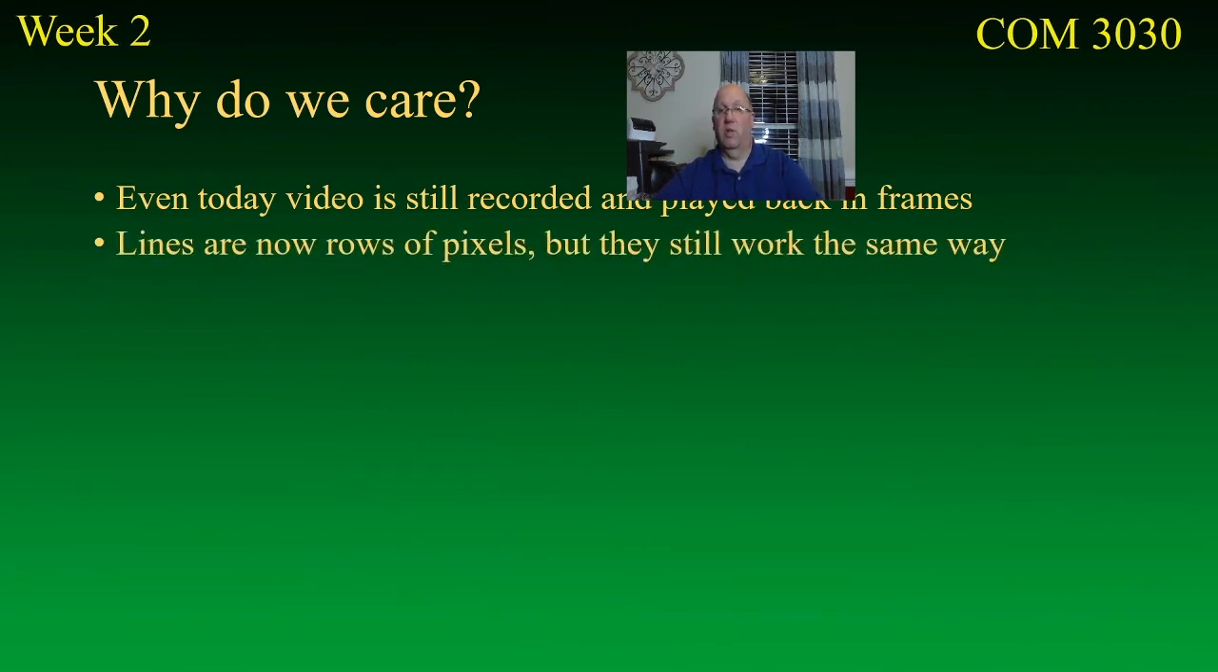Lines are now rows of pixels, but they still work the same way. And so if you look at a scope and you're identifying problems in the video signal, you can probably figure out about where that is in the frame.